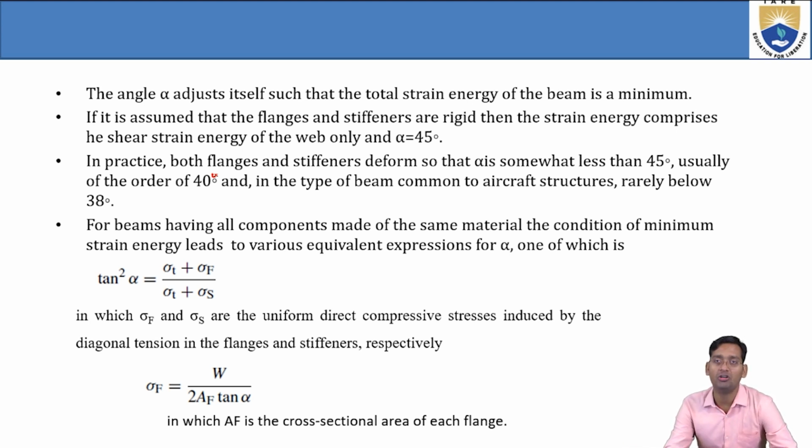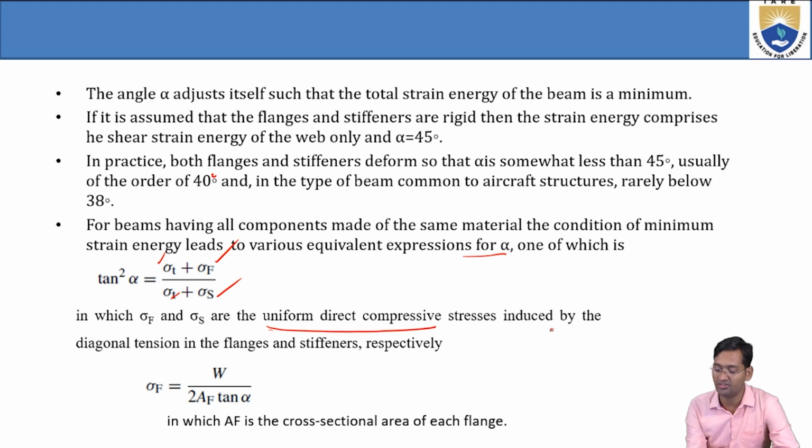For a beam having all components made of the same material, the condition of minimum strain energy leads to various equivalent expressions for alpha. Now, how to find that alpha? For that, another formula is there: tan squared alpha equals (sigma t plus sigma f) by (sigma t plus sigma s). We already derived the equations for sigma t, sigma f and sigma s. Just substitute those values and you will get the value of alpha, in which sigma f and sigma s are the uniform direct compressive stresses induced by the diagonal tension in the flange and stiffener.